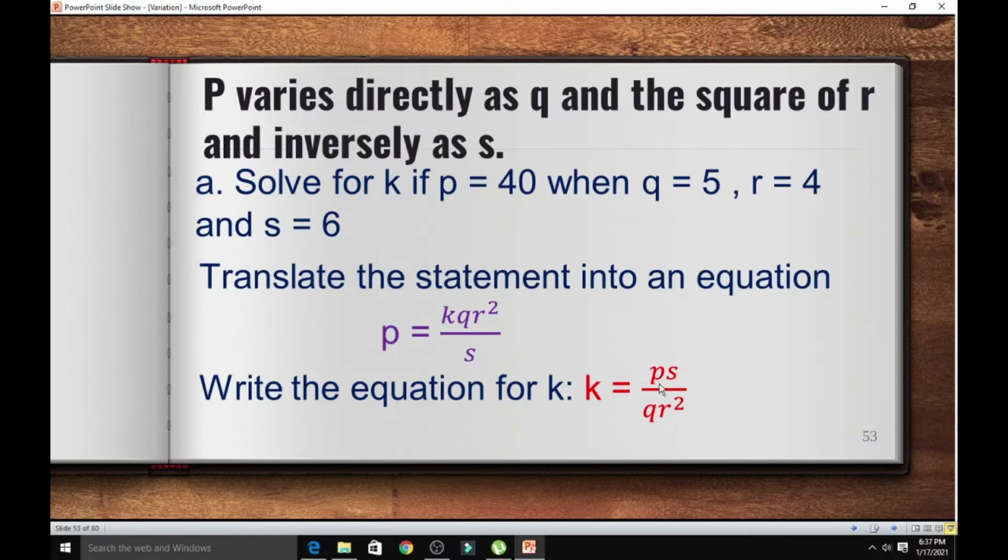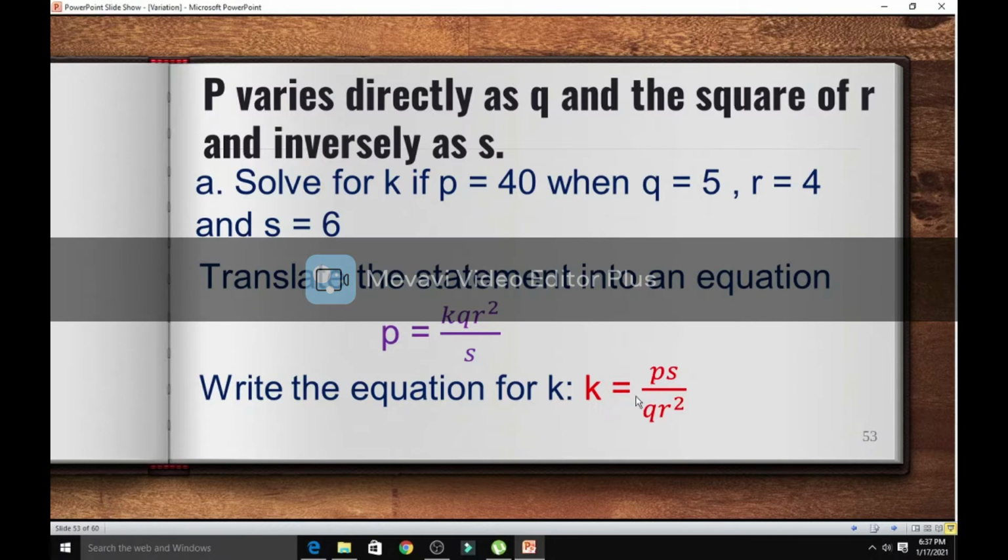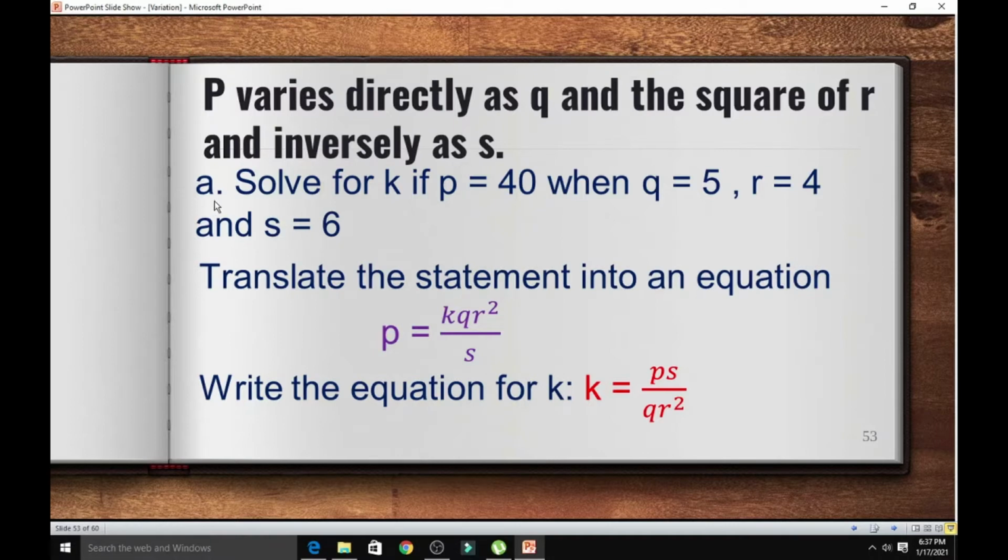So, p times s, so that is ps. So, ang equation natin for k is equal to ps all over QR squared. So, that is our k, or the equation for k. So, ngayon, susolve naman natin yung k. So, paano natin isosolve? Gagamitin natin tong equation for k natin to be able to solve for k.